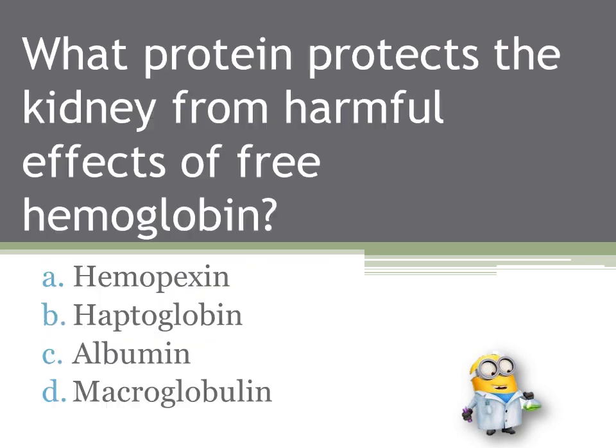Next, what protein protects the kidney from harmful effects of free hemoglobin? A. Hemopexin, B. Haptoglobin, C. Albumin, D. Macroglobulin. The correct answer is letter B. Haptoglobin. Ang haptoglobin, siya yung nagbabind sa mga free hemoglobin.